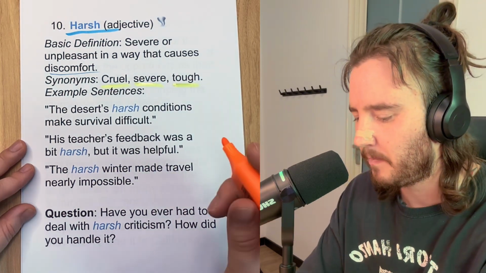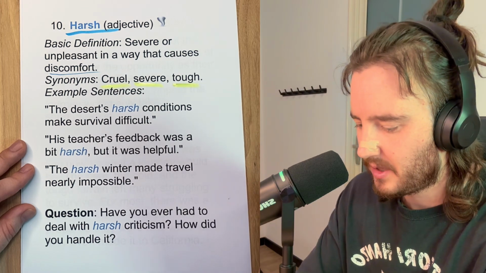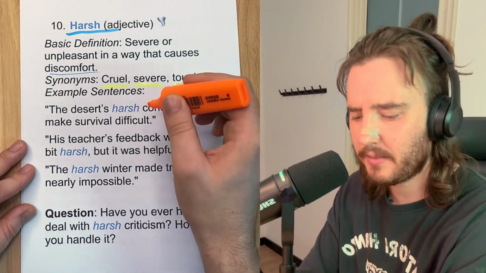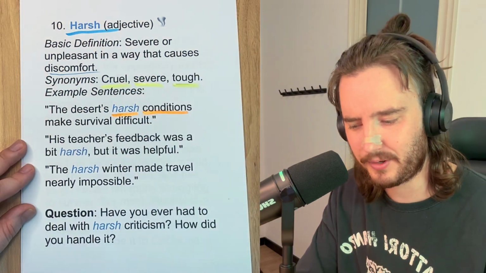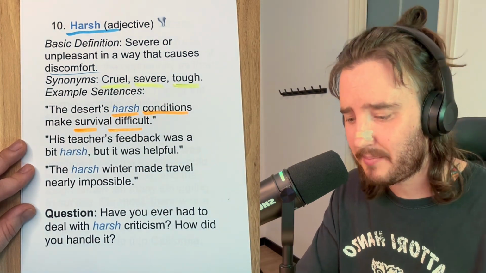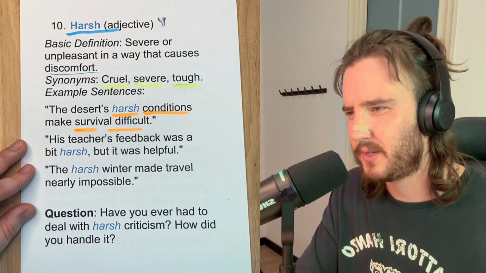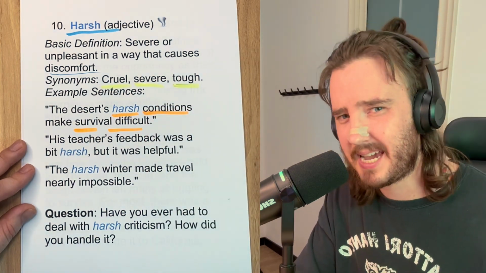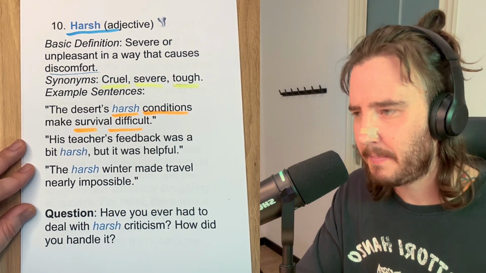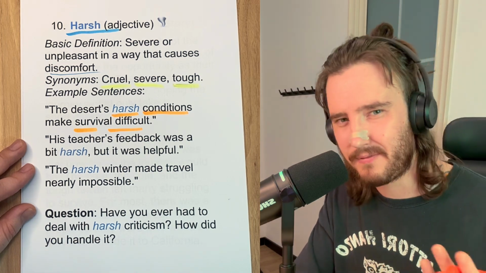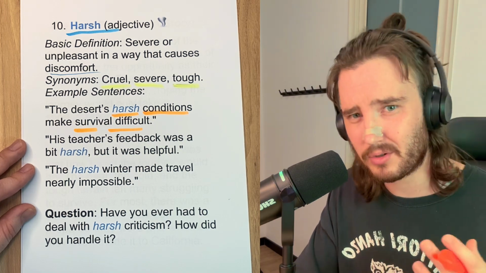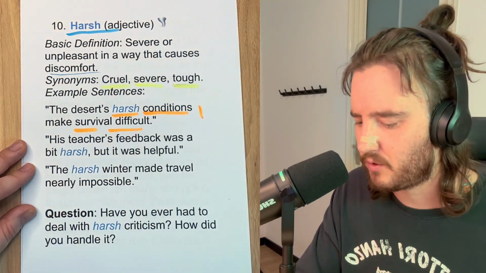So the desert's harsh conditions make survival difficult. Okay, so in the desert, the conditions there are very harsh, okay? Surviving is difficult. Surviving is challenging. It's not easy because of these harsh conditions. The sun is hot during the day. The temperatures drop during the night, and it gets very cold at night, right? There's no water or food to be found, right? Resources are scarce. So these are harsh survival conditions. That's one way we could use this word.